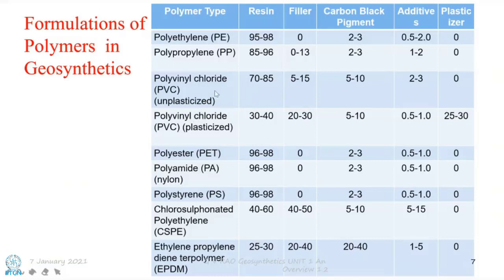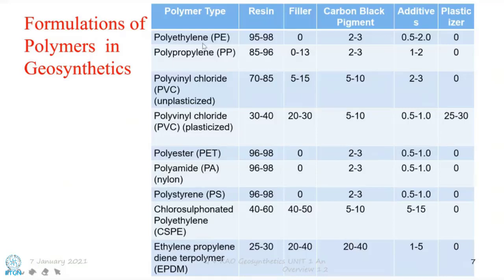If you think of unplasticized material, naturally you can see this is 70 to 85% pure resin, and the other components are much less. Then if you think of polyester, a very important component, polyester PET, as I said already, 96 to 98% is resin. There is no filler. Carbon black could be 2 to 3%, and additives could be 0.5 to 1%. And we'll come back to this.